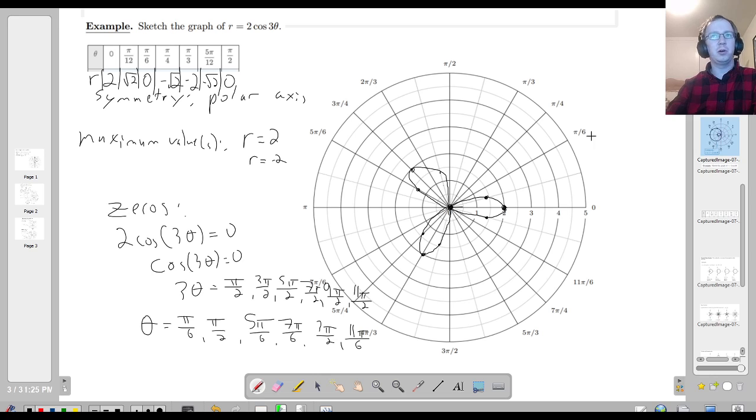And it turns out if we keep going, we'll just keep tracing over this flower shape over and over again. So it turns out this is what's known as a rose curve. We're going to have a lot of different kinds of graphs that we eventually look at. We'll classify those in a later video.